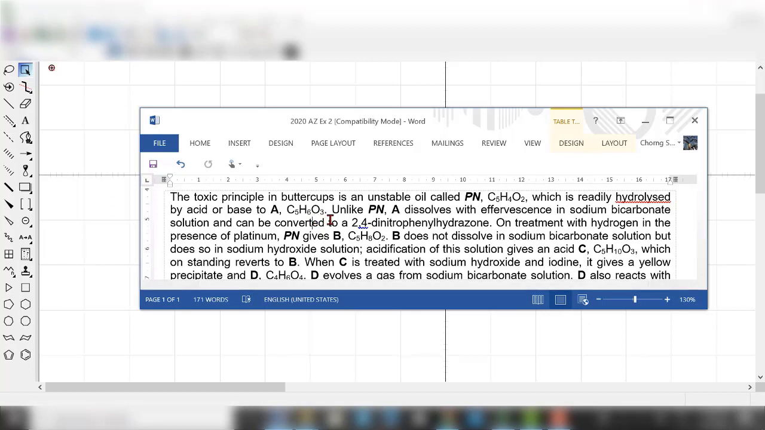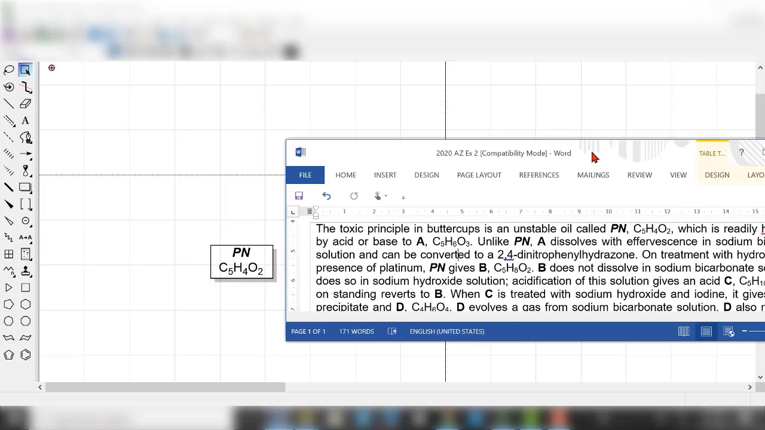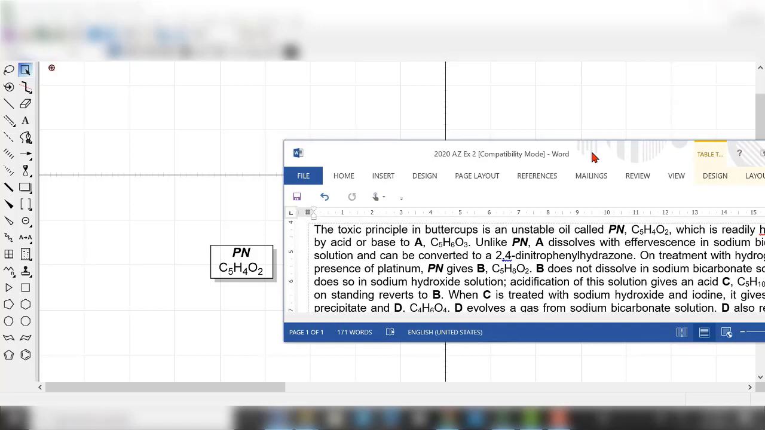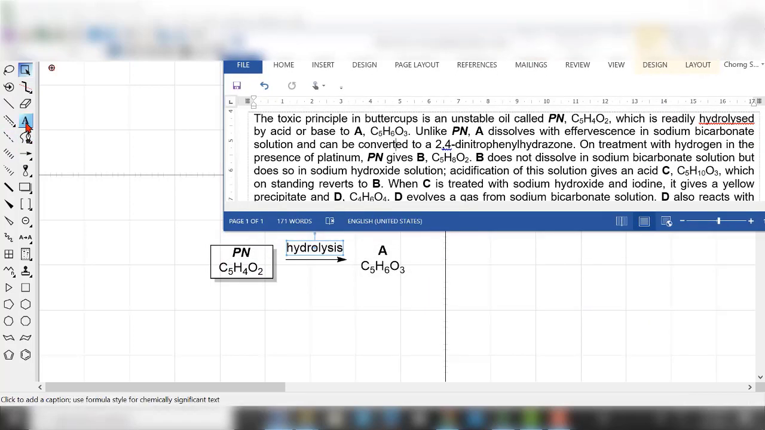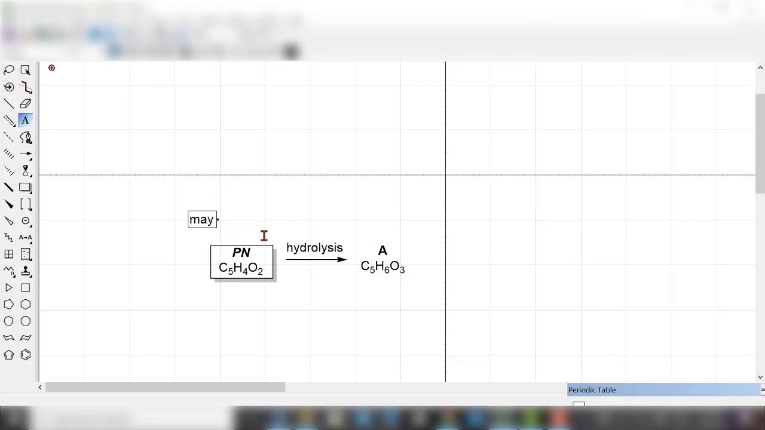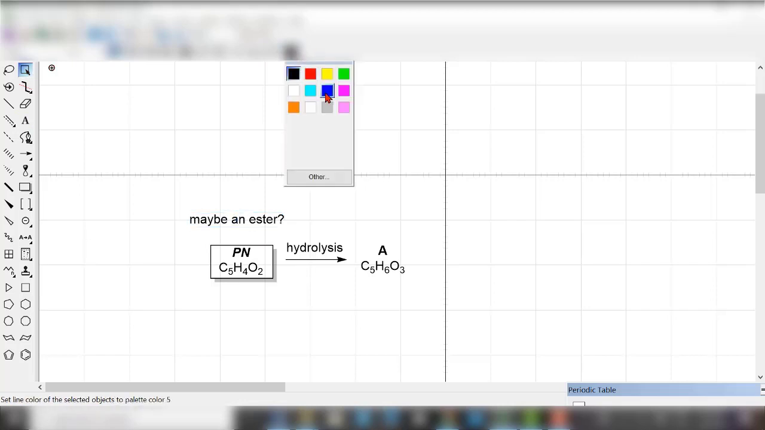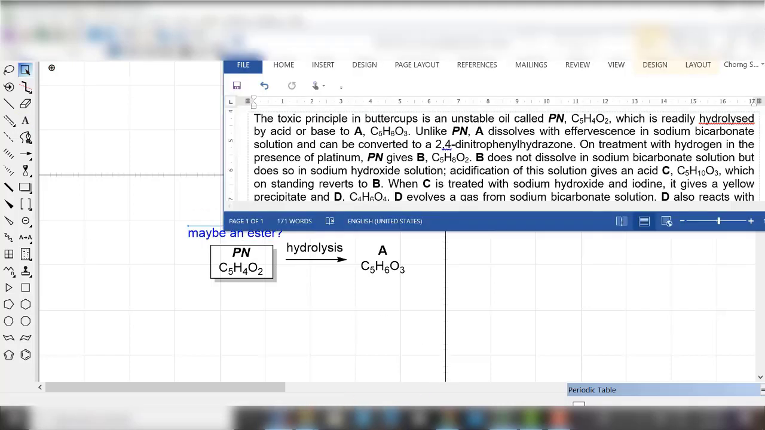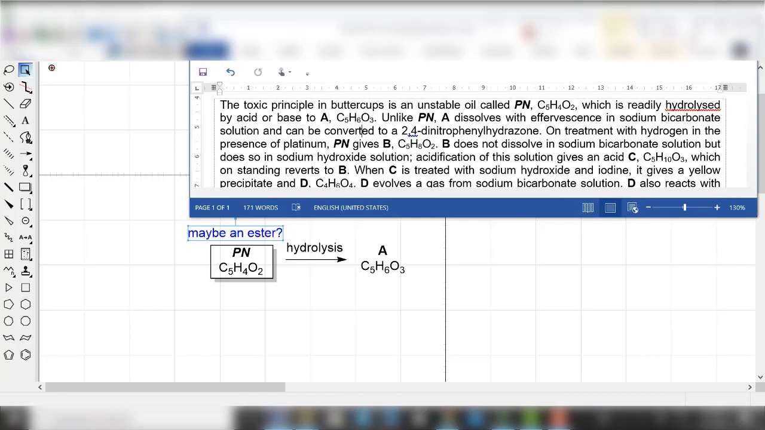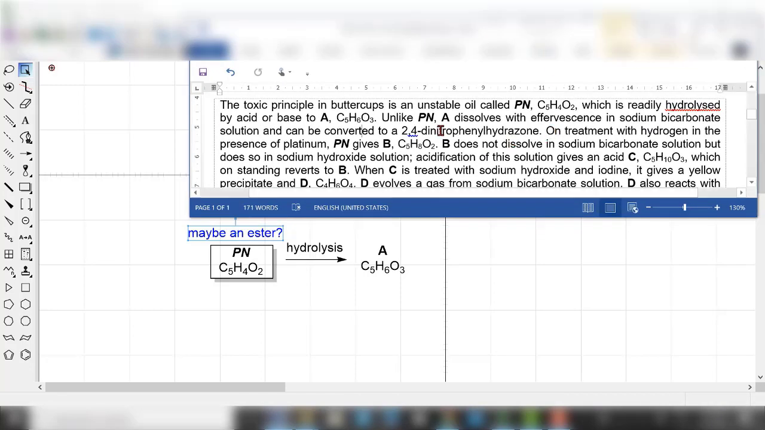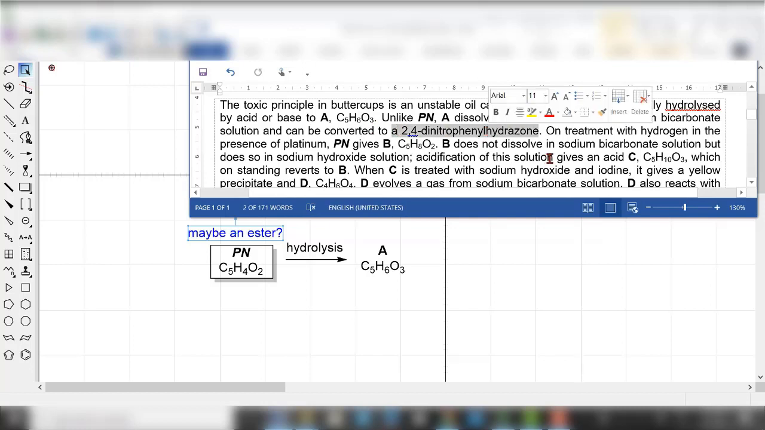Since PN contains only O, you can make a prediction that maybe it contains an ester. Okay, so I'm going to put this information in. So maybe an ester. PN is likely to be an ester, so I'm just going to annotate this in blue. And then if you read on further, there are other pieces of information like, unlike PN, A dissolves with effervescence in sodium bicarbonate solution and can be converted to a 2,4-dinitrophenylhydrazone. This is a new way of saying that it can react with 2,4-dinitrophenylhydrazine. I don't think you have seen this kind of language before.